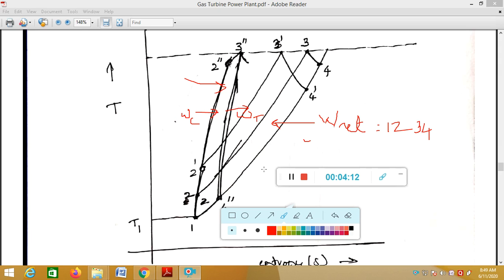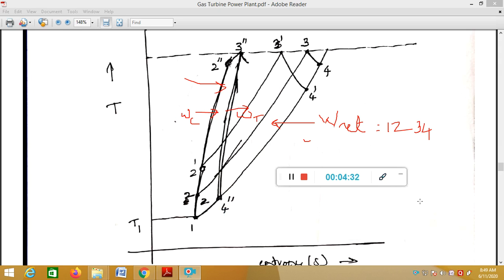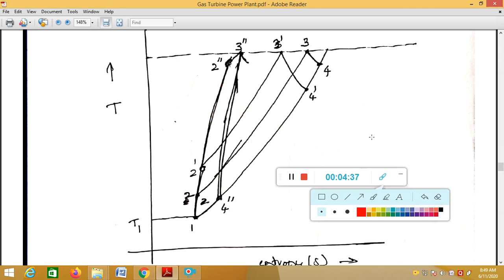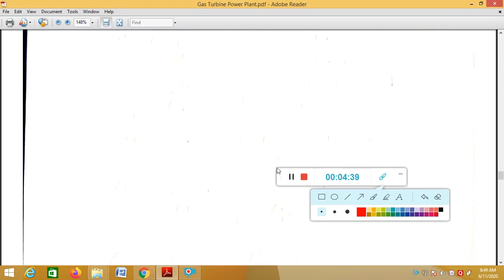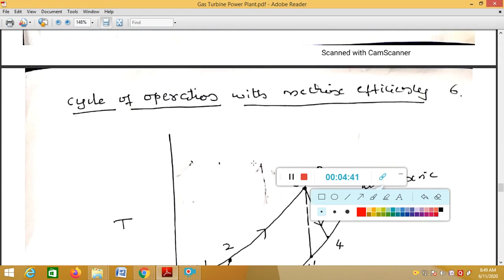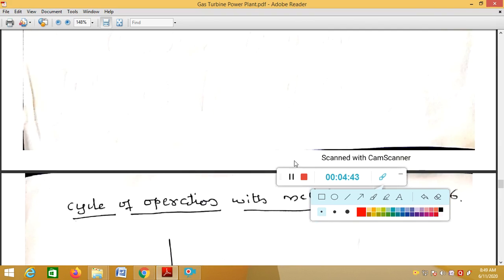So therefore there is an optimum pressure ratio where the net work output of the gas turbine power plant will be maximum. So we want to find out the optimum pressure ratio for maximum specific work output. Let us go to the cycle for finding the optimum pressure ratio. So this is the cycle.